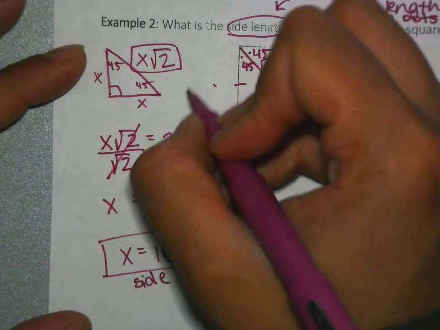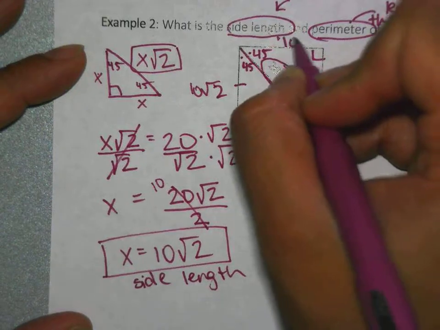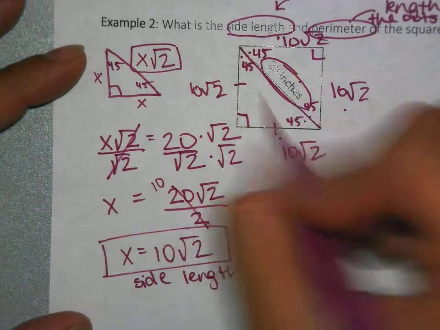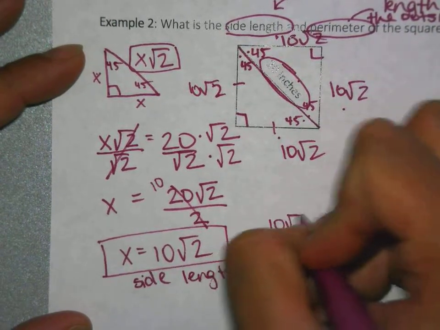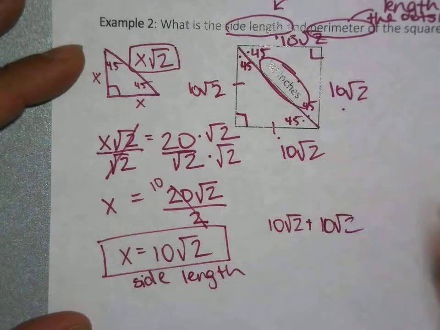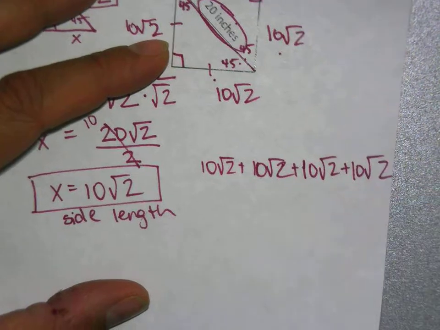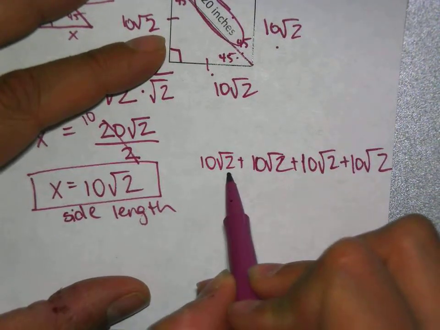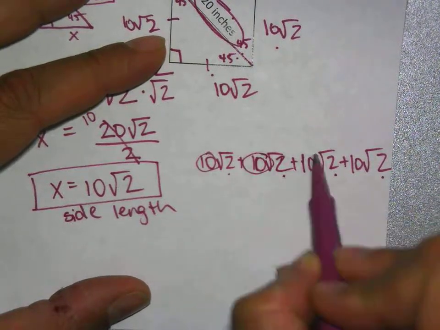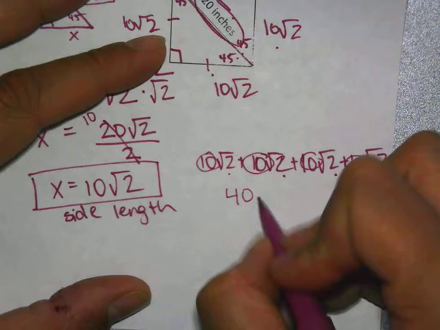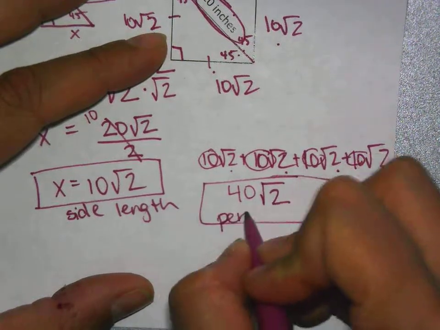Now the side length is 10 square root 2, and squares have 4 congruent sides. So I know that each of them is equivalent to 10 square root 2. So if I wanted to figure out the perimeter, I would just add up these 4 sides. So 10 square root 2 plus 10 square root 2 gives me, well, I know that I can add these. These are like terms. They're like terms because we have the same radical, and 10 plus 10 plus 10 plus 10 gives me 40. So I know that the perimeter is 40 square root 2.